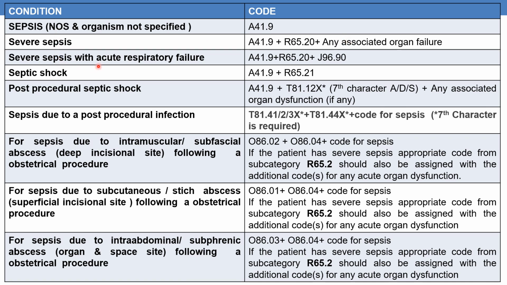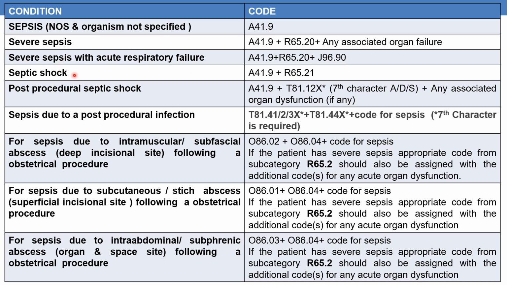Next, coming to severe sepsis with acute respiratory failure. This is an example. For severe sepsis with acute respiratory failure, first you need to code the sepsis code, that is A41.9, followed by R65.20, then followed by J96.90, which indicates acute respiratory failure.